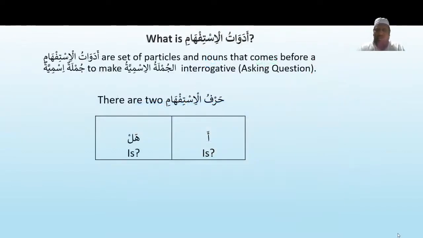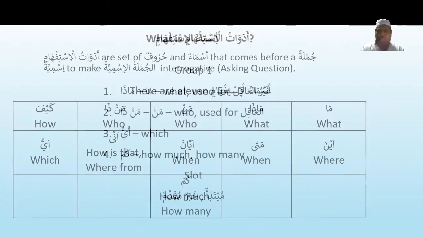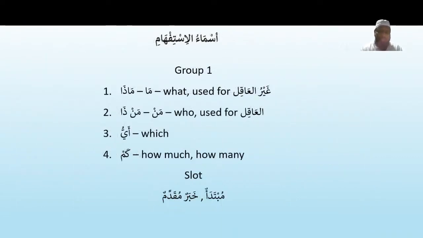Now, another thing we learned is adawat al-istifham. There are two types: one is huruf, one is ism. The harfs are two: hamza, which is a, and hal, both are for question. And then we have the asma al-istifham, the ism; there are 11 in total. We made them into two groups in terms of doing the Arab. One group is ma, mada, man, manda, ayyukam. These sometimes become the mubtada'un, and sometimes become the khabarun muqaddamun. When do they become mubtada'un, or khabarun muqaddamun? We did this in more detail in the previous lesson.